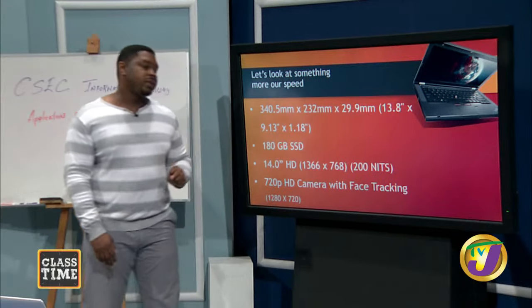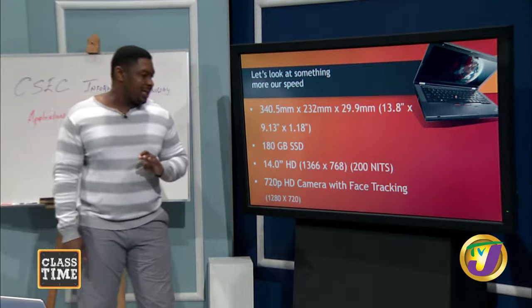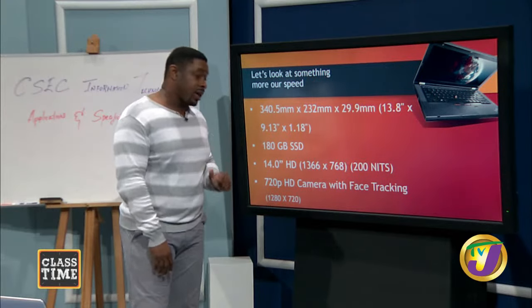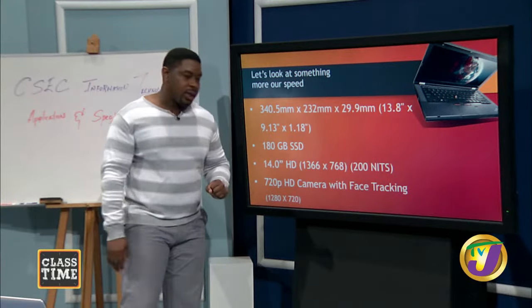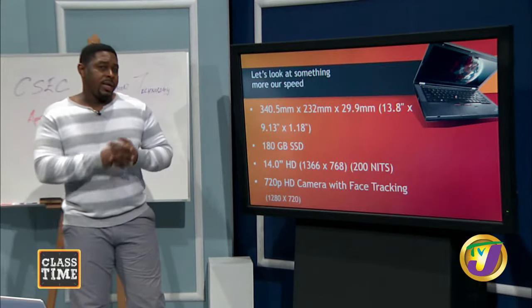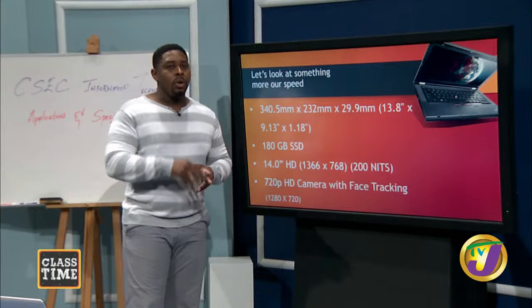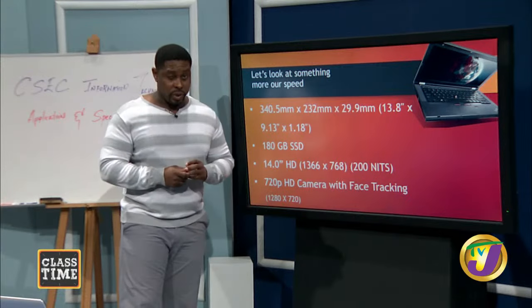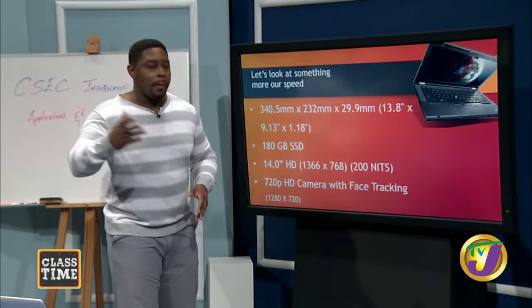And then we have a 720p HD camera with face tracking. But the 720p here speaks to the resolution of your camera. And that 720p tends to mean 1280 by 720. Of course, there are cameras much better than that.